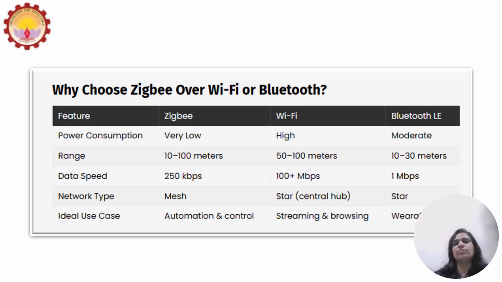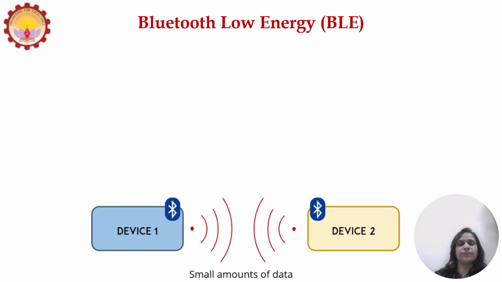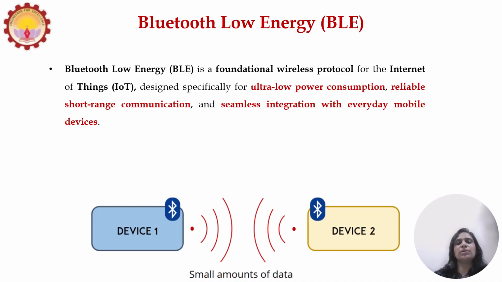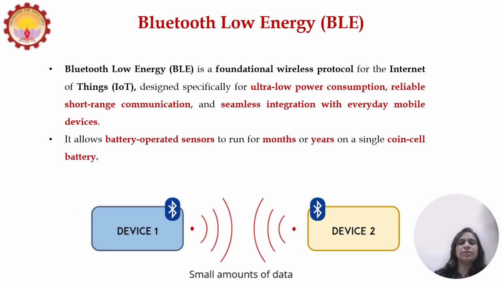Now we will talk about Bluetooth Low Energy, BLE. Bluetooth Low Energy is a foundational wireless protocol for the Internet of Things, designed specifically for ultra low power consumption, reliable short range communication, and seamless integration with everyday mobile devices. It allows battery operated sensors to run for a month or a year on a single coin cell battery. So that's why this BLE is used.